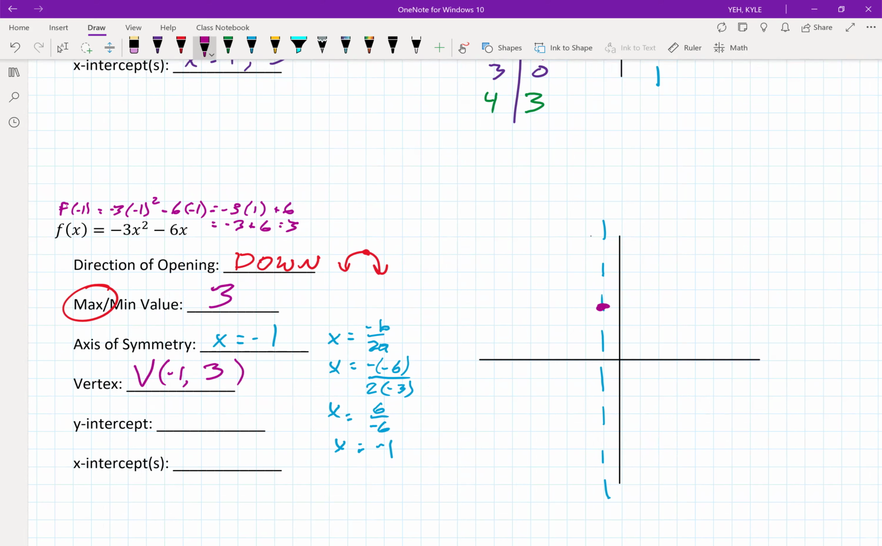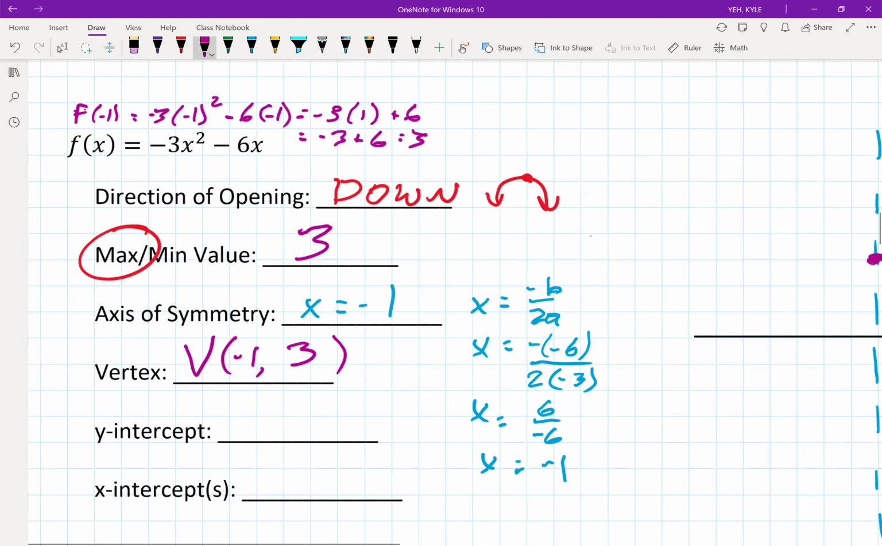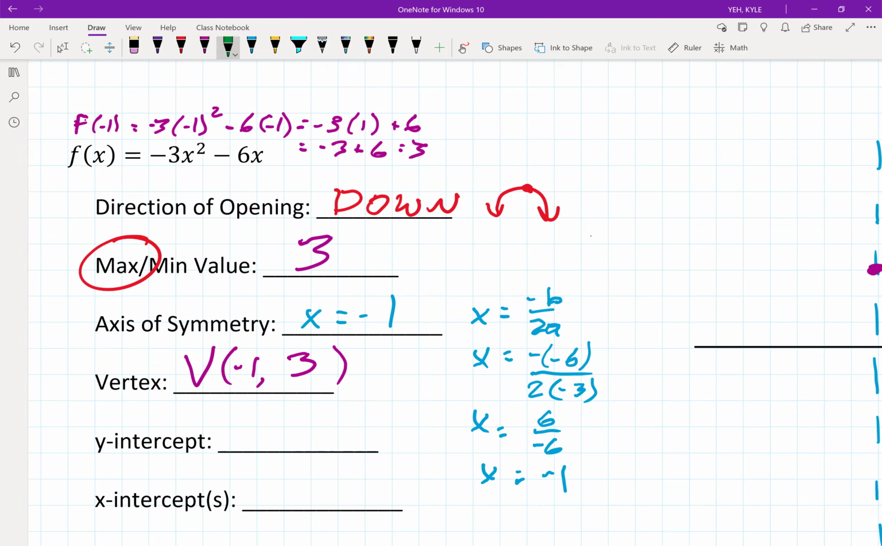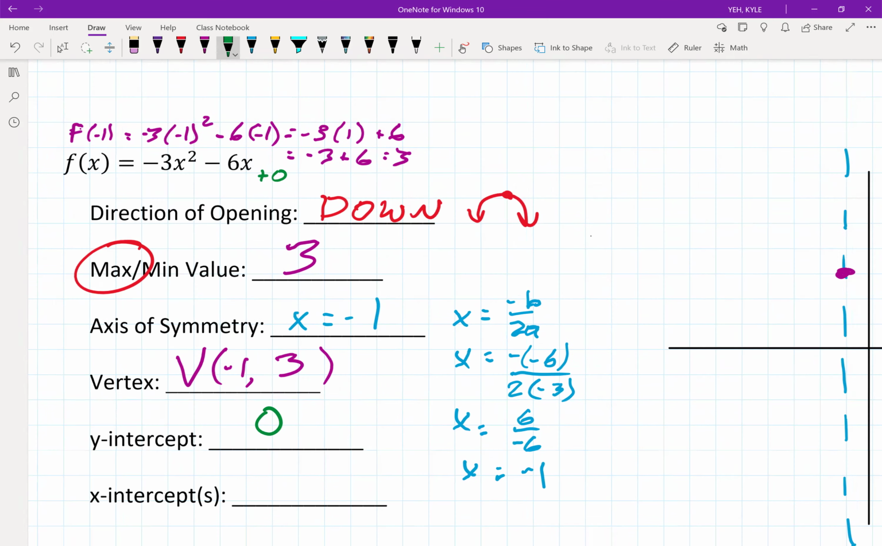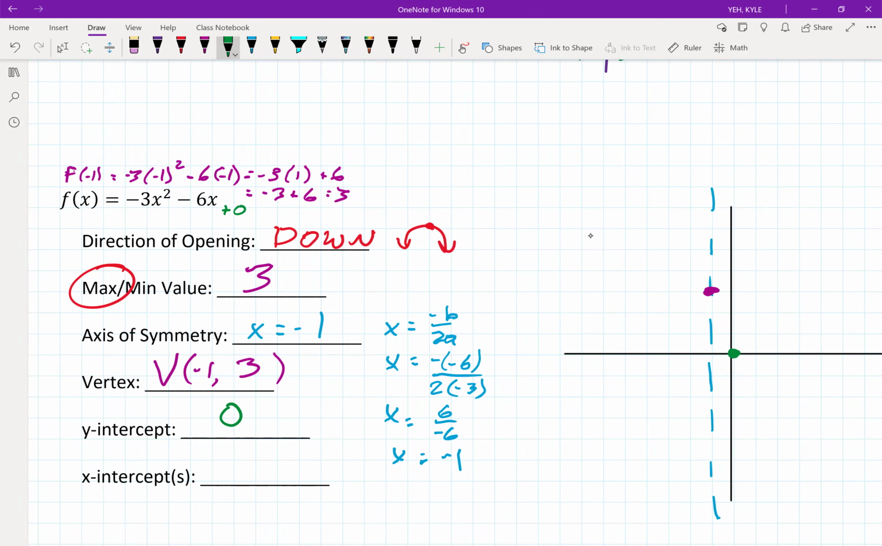Y-intercept, what is the C value on this? It's a little hidden because it doesn't appear, but remember, we can always put a plus 0 on the end without changing an equation. If C is 0, the y-intercept is at 0. And because of symmetry, I know there's a point right here too. I also actually kind of know the x-intercepts then, as it turns out on this problem.